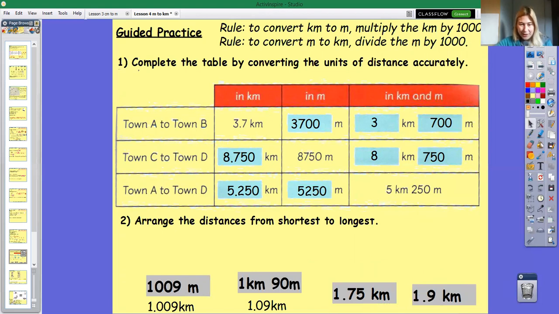Okay, so if we look at our kilometres, we can see 1.009, 1.09, so that position of that 9 is moving up, so it's getting greater. Then we've got our 7 and 5 in our decimals, and then our 9 finally, okay?